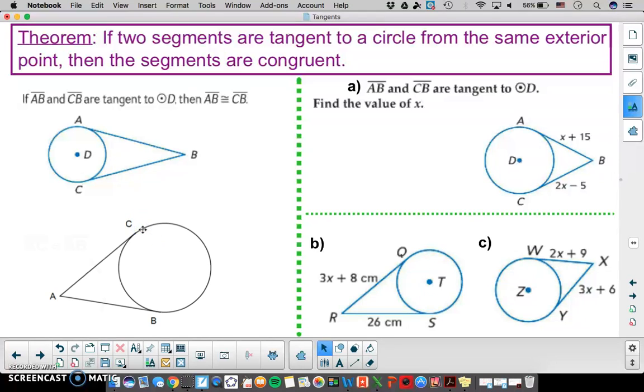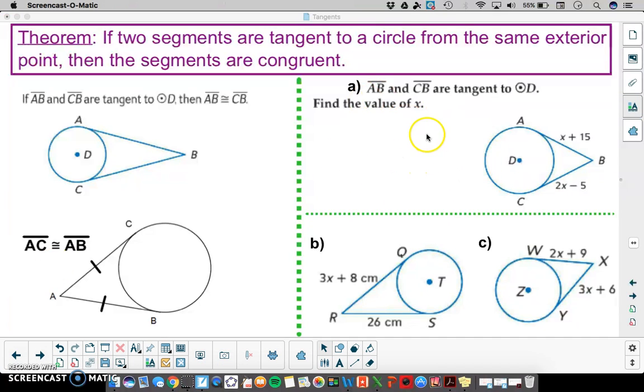Another one to illustrate this point, we have point A, exterior to the circle, and both of these segments are tangent to that circle. Therefore, AB is congruent to AC.